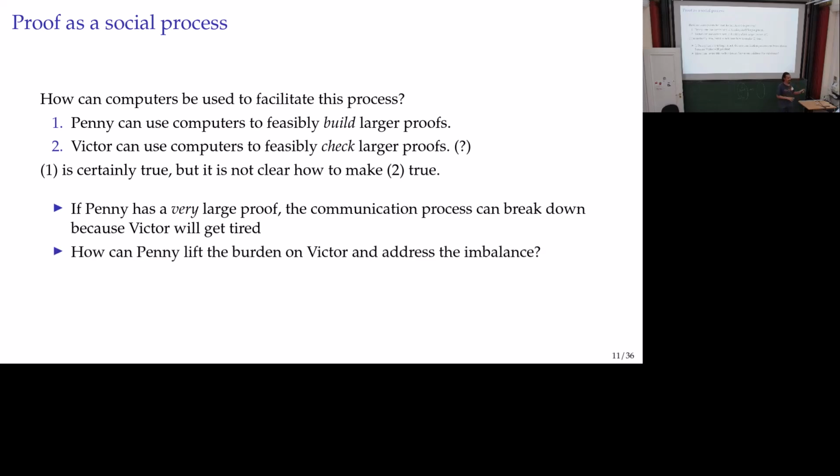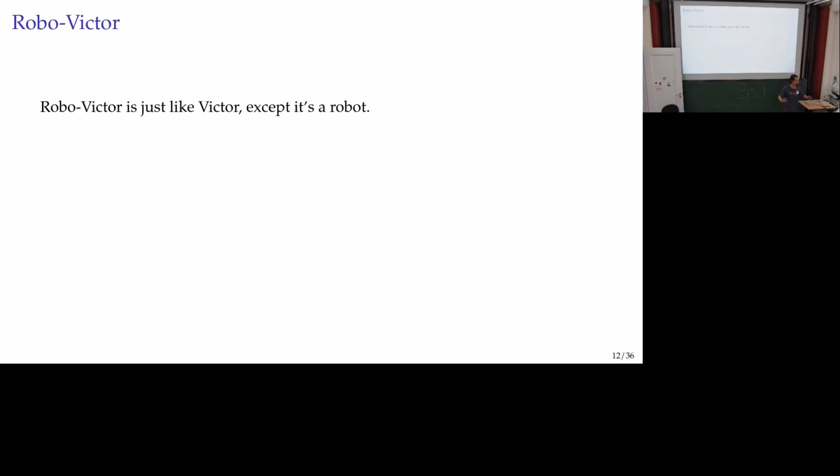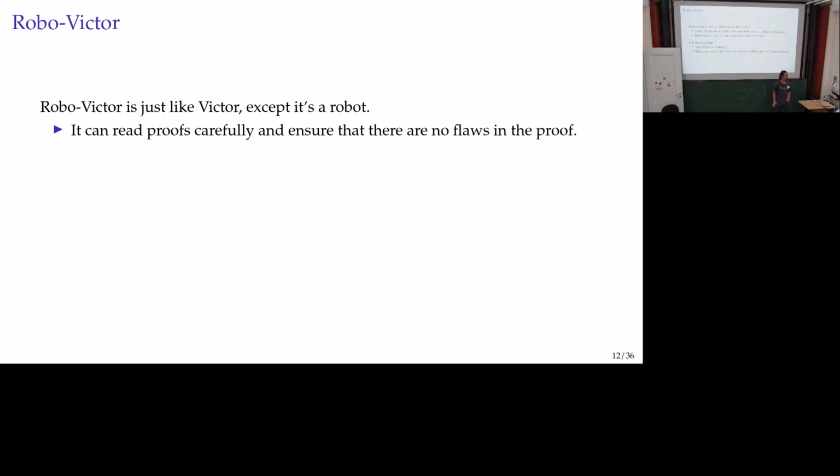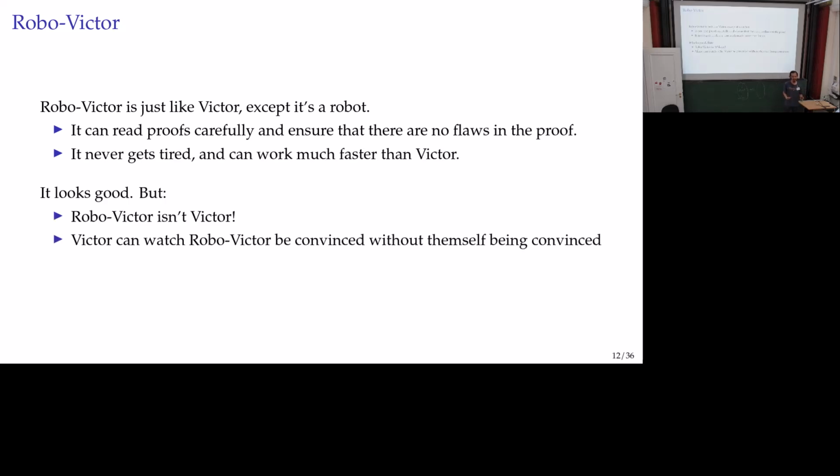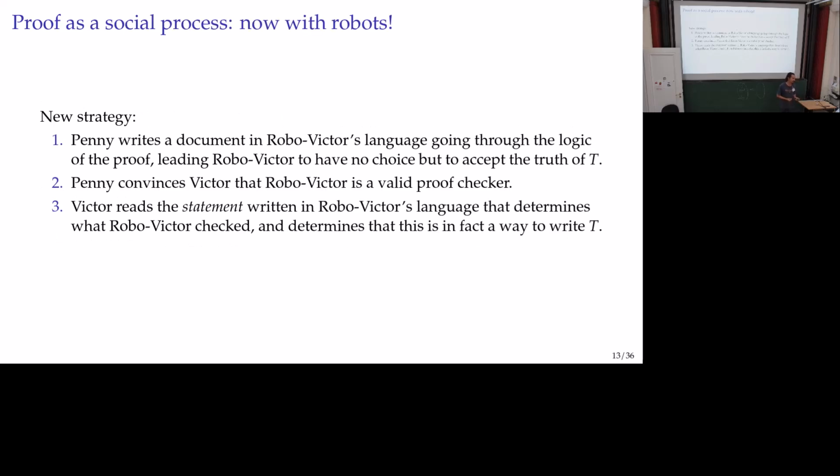So how can Penny, knowing that this is going to be a problem, lift the burden on Victor and address this imbalance? So I'm going to introduce RoboVictor. Now, RoboVictor is just like Victor, but he's a robot. He can read proofs carefully and ensure that there are no flaws in the proof. He never gets tired, and he can work much faster than Victor. It looks good, but RoboVictor is not Victor. Victor can watch RoboVictor be convinced without themselves being convinced. So we need a new strategy.